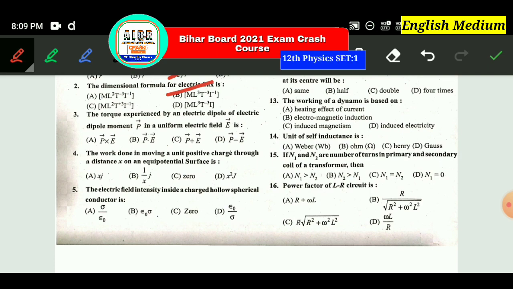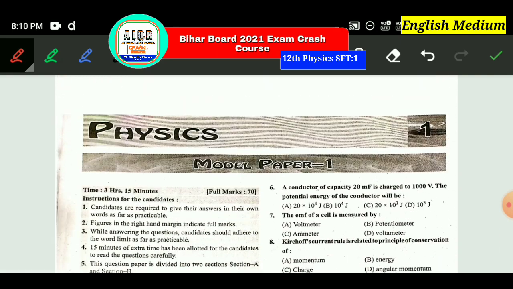field E vector is, the answer is P vector into E vector. The work done in moving a unit positive charge through a distance x on an equipotential surface is xJ. The answer is A. The electric field intensity inside a charged hollow sphere, the answer is 0. Next question, a conductor of capacity 20 F is charged to 100 V. The potential energy of the conductor will be 10 to the power 3 joule.